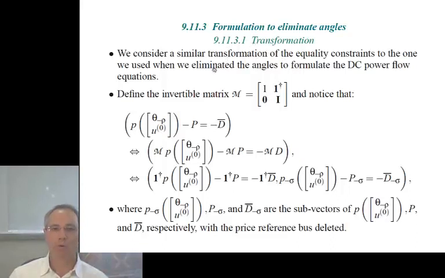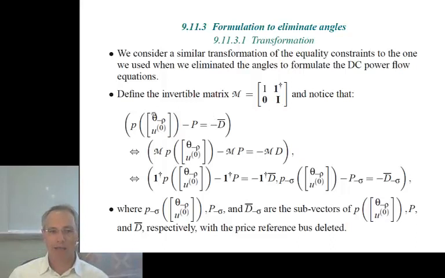It's kind of similar to what we did when we eliminated the angles to formulate the DC power flow equations, although we didn't describe it like this. We're going to first define an invertible matrix. I'll call it M. It consists of a single entry 1 followed by a row of 1s. Underneath the single entry 1 is a 0 vector. To the right of the 0 vector and below the 1s is going to be the identity matrix. You can check that it's invertible.